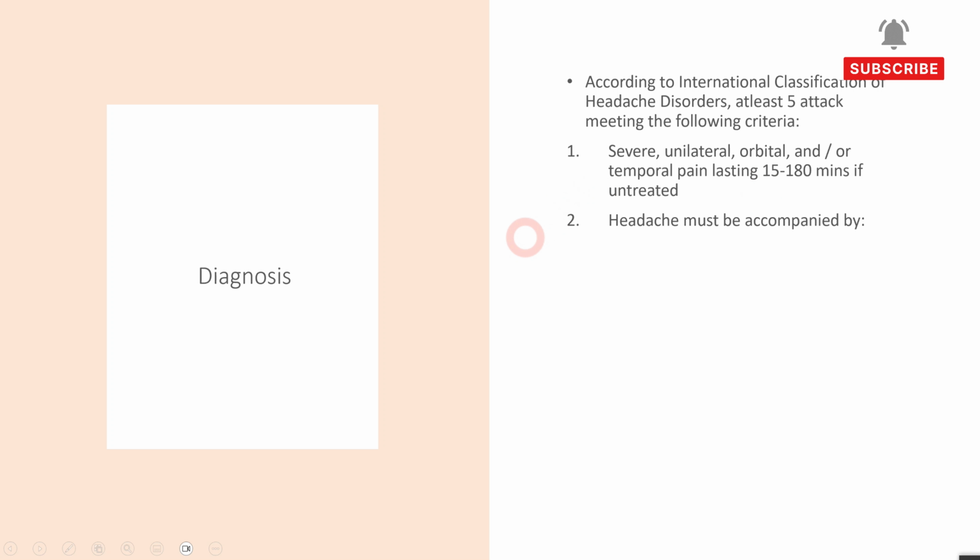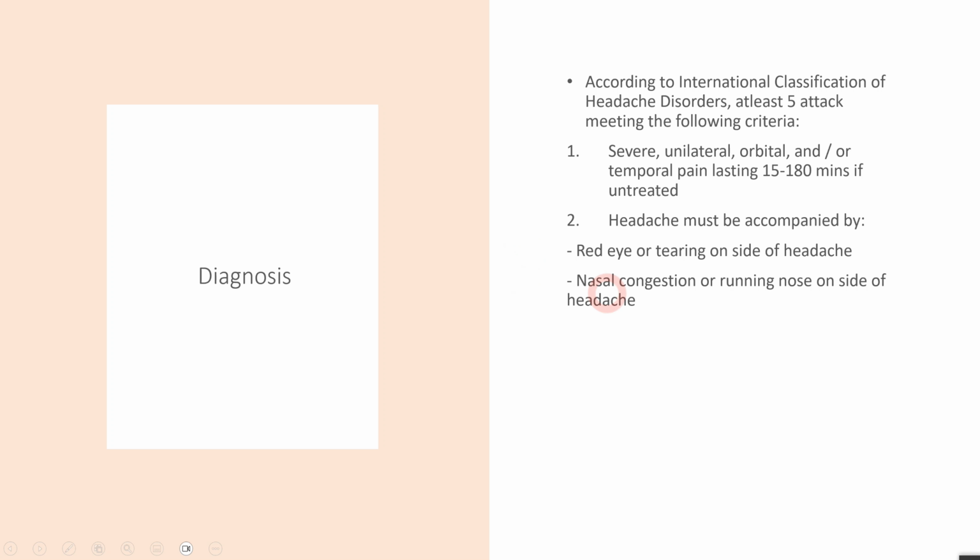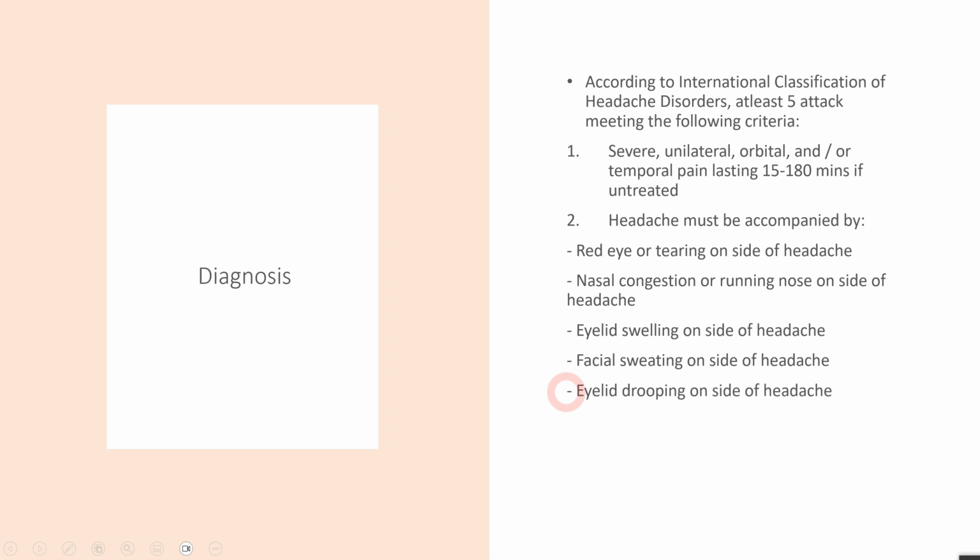Second is that the headache must be accompanied by red eye or tearing on the side of headache that we've discussed as sign and symptom. Other than that, patients should experience nasal congestion and runny nose on the side of headache. Next, eyelid swelling on the side of headache, facial sweating on the side of headache, eyelid drooping on the side of headache, sense of restlessness, the attack frequency every other day to 8 attacks per day. So this is the classification proposed by the International Classification of Headache Disorders, where any 5 of the criteria have to be met in order to reach a diagnosis of cluster headaches.